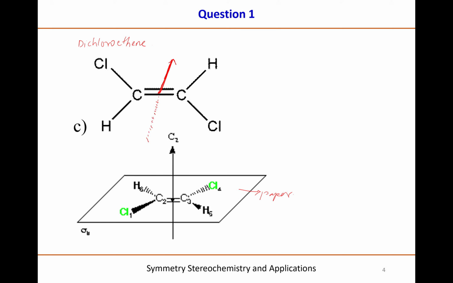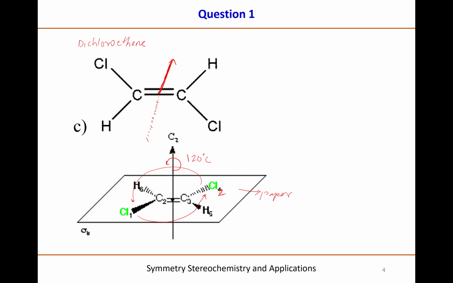This is the downside, the backside. So this is the plane. This is the axis which is present in this molecule. And if you rotate the axis by 120 degrees, you will see that this Cl2 will take the position of Cl1, and this Cl1 after rotation goes to the position of Cl1.